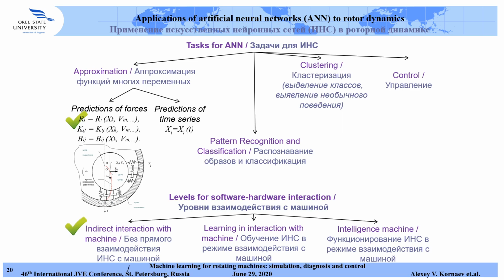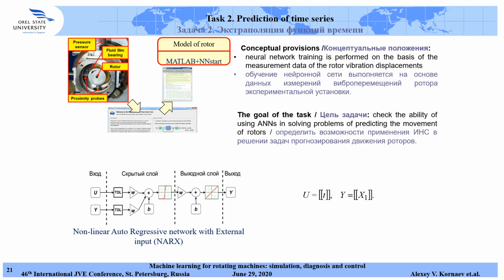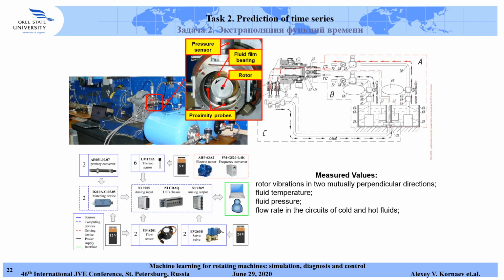In the next task, we use a nonlinear autoregressive with external input, so-called NARX network. Networks like this are commonly used to predict time series. The network feature is to use past values of output together with input for learning. The network was also designed in MATLAB and Stack. We received the dataset from proximity probes of the test rig with a high-speed measuring system. We trained the network and then tested it with a new dataset.